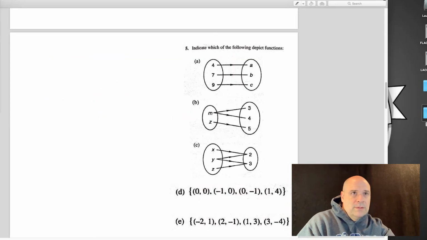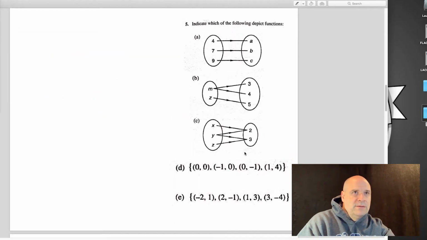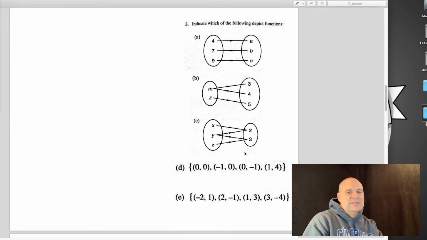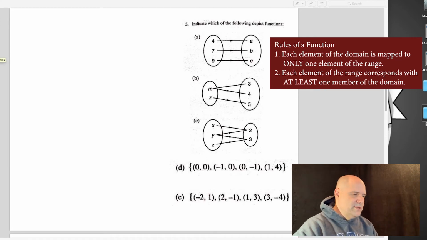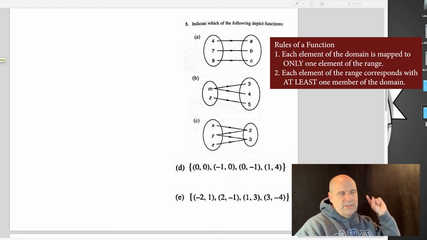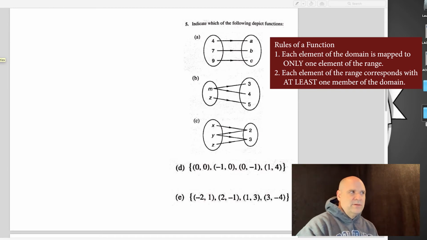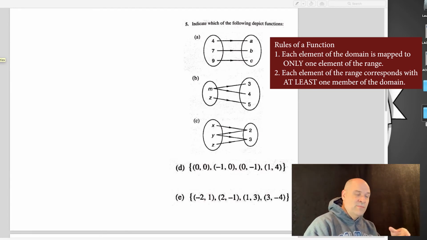Not bad. Okay, I'm making this a little smaller here. We are going to indicate whether these are functions or not. So remember that in order for a function to be a function, all the x's can only go to one y. So you can have multiple x's for the same y, but you can't have multiple y's for the same x. You remember the domain are the x's and the range are the y's. So that's probably a better way to think about it.